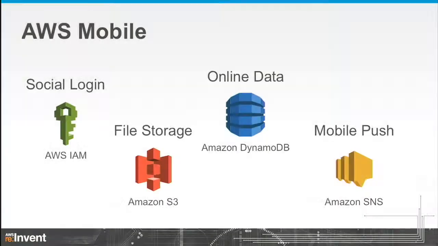So for AWS Mobile, what you're seeing on the screen right now is just a small selection of the tools and services that we have available for mobile developers. These are some of the things that are going to be in an app that I'll show a little bit later. We're obviously focusing today on social login, but we also offer file storage with Amazon Simple Storage Service, or S3. We have online data access with Amazon DynamoDB, and we also have mobile push integrated with Amazon Simple Notification Service.